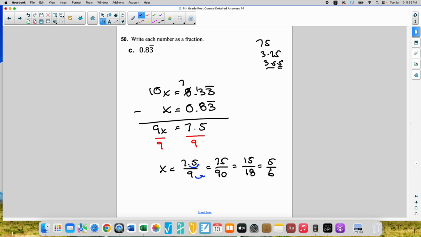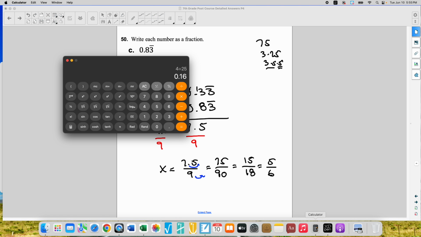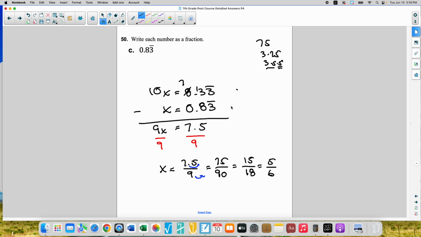So let's check and see. Does 5 over 6 equal 0.83 repeating? 5 divided by 6 is 0.83 repeating. Yeah, good. Okay, nice. Love that it's working out.